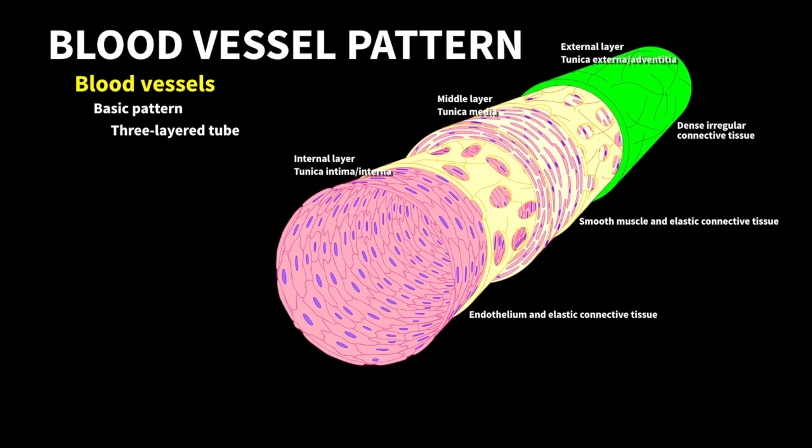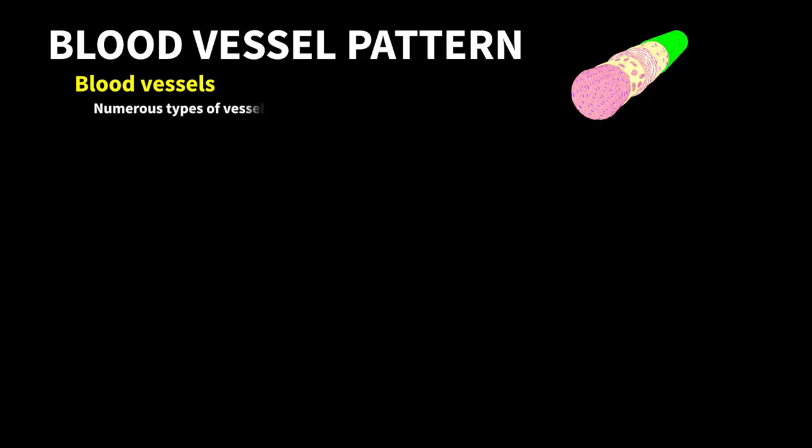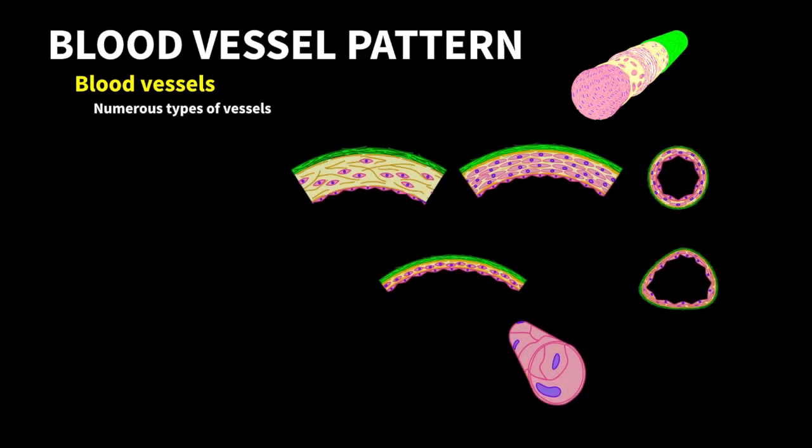However, if you have any familiarity with blood vessels, you know that there are many different types. There are vessels named arteries, and within this family of vessels there are elastic arteries, muscular arteries, and arterioles. Then there are vessels named veins, which are subdivided into veins and venules. Finally, there are very small blood vessels called capillaries.